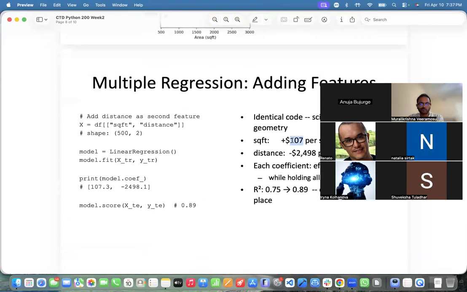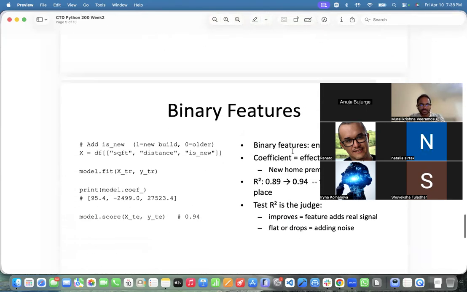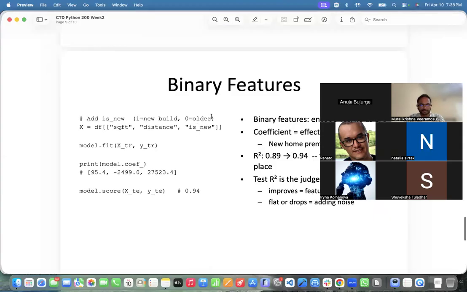So the slope for square feet is 107. So 107 times square feet plus 2498 times distance in miles plus the intercept. So that's the formula with two features. And let's say we are adding one more feature.